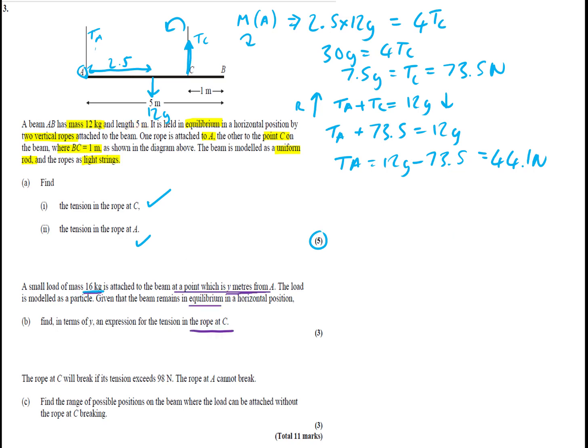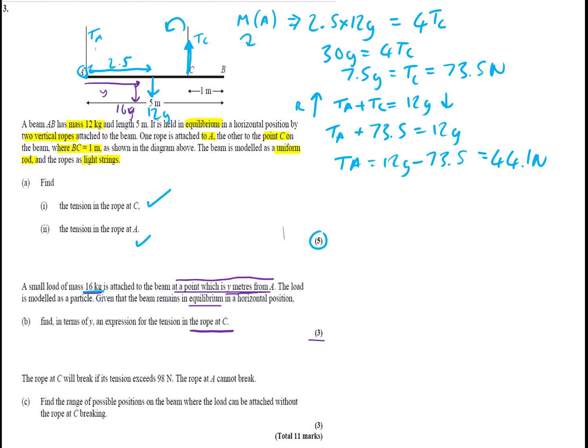Now let's have a look. I've underlined the keywords. Well, hopefully you can get these 3 marks. Let's just start. We've got a mass of 16 kilograms and it's attached to a beam at a point which is Y meters from A. So that's A. I'm going to call that Y, and that's 16G.